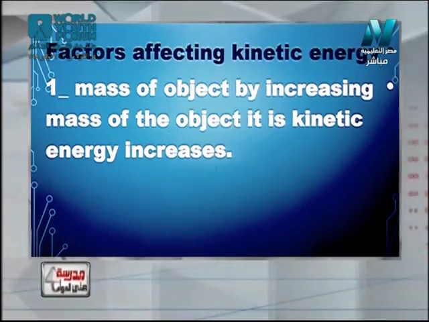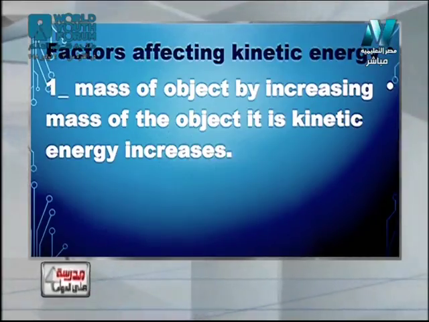Sure, the smaller car stops faster than the bigger car, because its energy is smaller than the bigger car's. But the bigger car can't stop easily, because its kinetic energy is higher, is bigger, is more. By increasing the mass of an object, its kinetic energy increases.